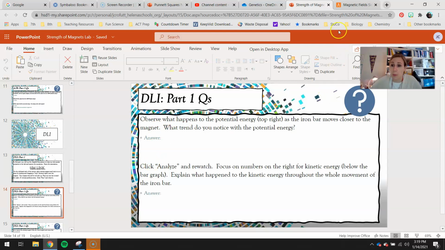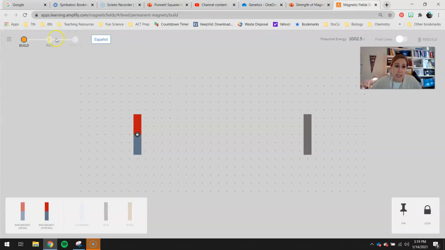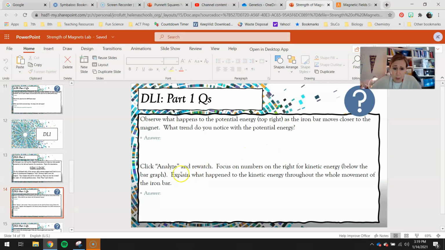Remember you have that little blue bar at the bottom that you can click and drag. Sorry, I can't go there because I haven't run it. But that blue bar at the bottom lets you click and rewind. So click analyze and rewatch. Focus on the numbers on the right for kinetic energy. You have that little graph over on the right hand side that shows potential and kinetic energy. Focus on the bar that says kinetic energy, and underneath you should also have a numerical value for kinetic energy in joules. Explain what happened to the kinetic energy throughout the whole movement of the iron bar, from the start when it was 20 grid lines away to when it snapped in place with the magnet.